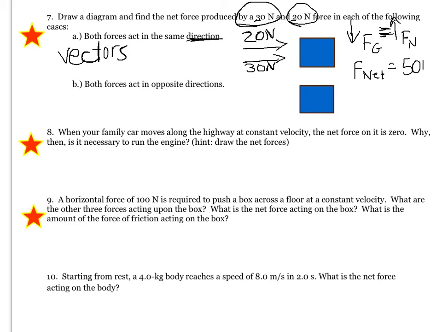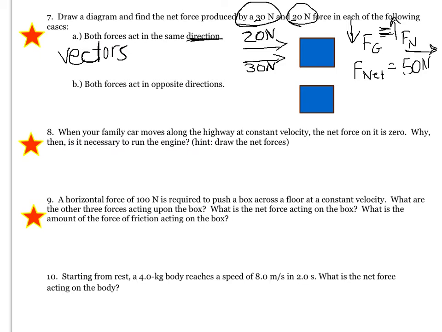But wait a second, I'm not quite finished yet. I've got to include an arrow. We can put that arrow below it, or otherwise we can put it on top. You don't actually have to put both like I just did there. So let's get this one out of the way. Okay, so 50 newtons in that direction.